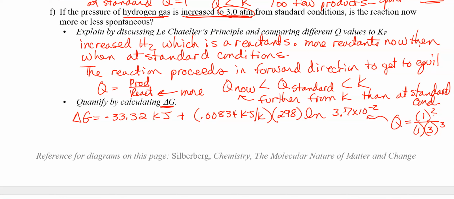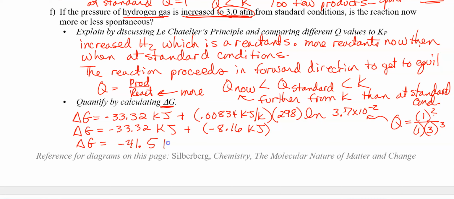Okay. Whew. So now delta G, if you calculate all this out, this whole thing comes out to negative 8.16 kilojoules. And if you calculate that, our delta G is equal to negative 41.5 kilojoules. If you want to put kilojoules per mole, that's fine. It's officially kilojoules per mole of reaction, okay? And that would be our answer there.